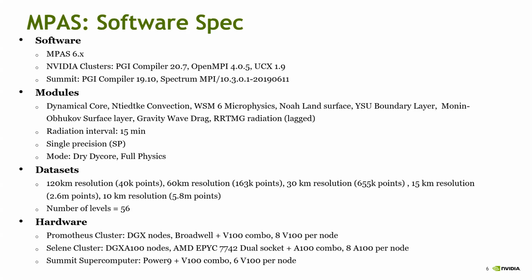For the hardware side, there are two clusters. One of them is Prometheus, which is the DGX nodes containing the Broadwell plus V100 combo with 8 GPUs per node. And the second one is the Selene cluster, which is the DGX A100 nodes, which has the AMD EPYC dual socket as a CPU with 8 A100 GPUs on the node. And these two are NVIDIA internal clusters. The third one is the Summit supercomputer, which is the Power9 plus V100 combo with 6 V100s per node.